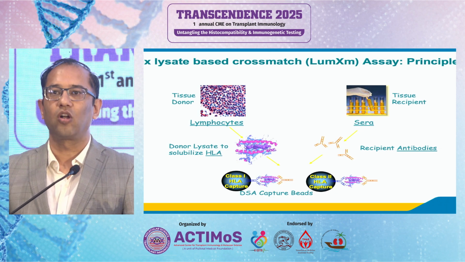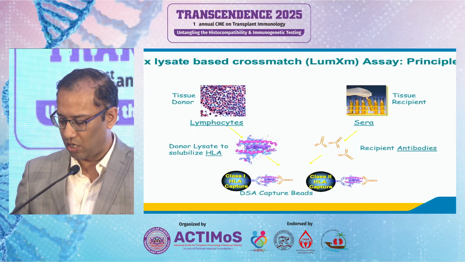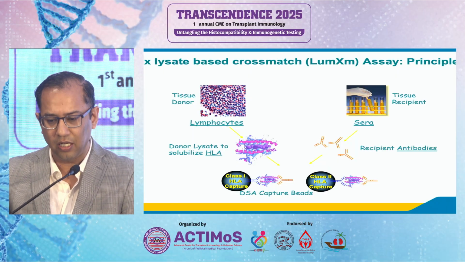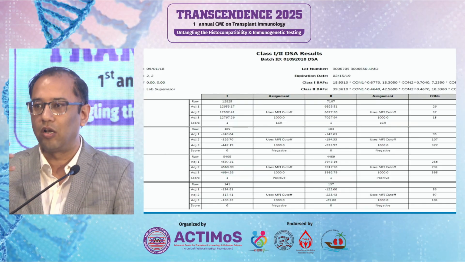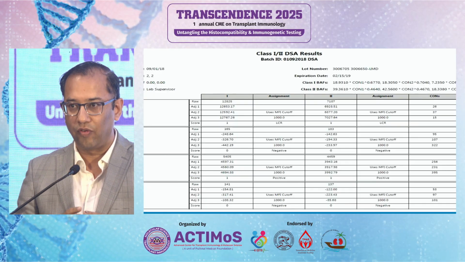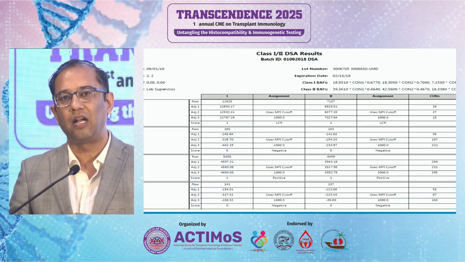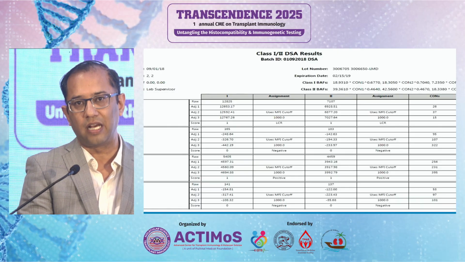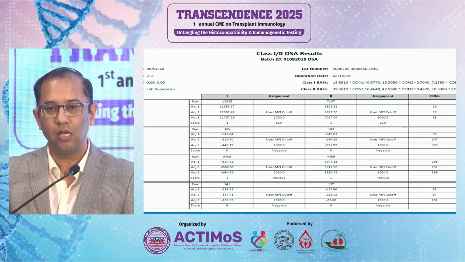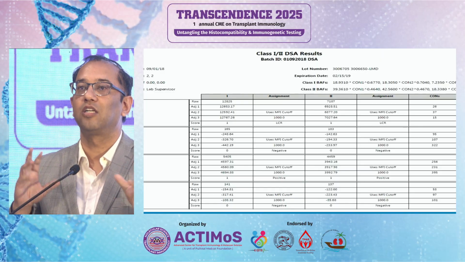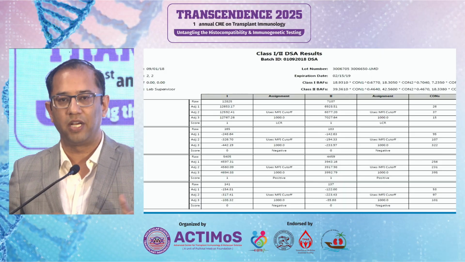So we were talking about the lysate method in the morning, and what the problems associated with it are. Yes, there are. But once you take it into an algorithm, and you interpret it right in light of other tests, I think it's a very useful test, more so because it is very economical. And yes, it has been labeled as a DSA test, but it's actually a Luminex based crossmatch.